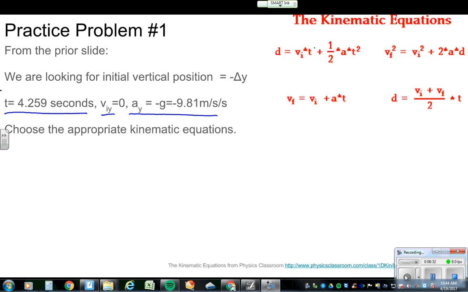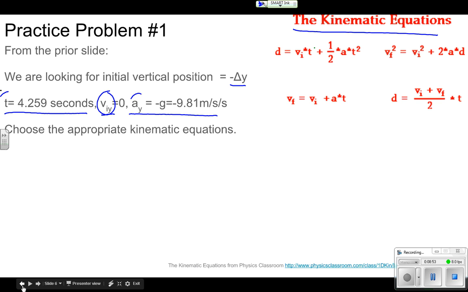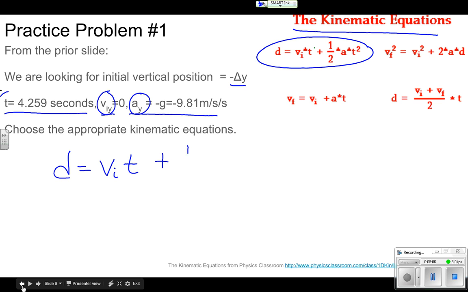So I'm going to look at the kinematic equations that we learned in the very first units of physics this year and choose the equation that has displacement, time, initial velocity, and acceleration in the equation. So I look at my equations, and I'm going to choose this equation. D for displacement is my initial velocity times time plus 1/2 times a t squared.